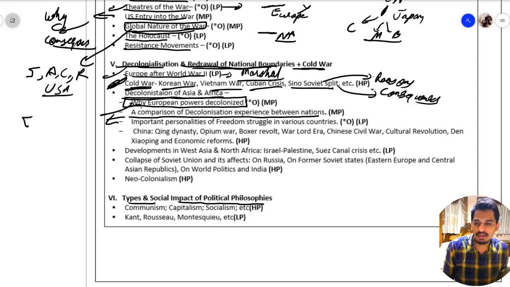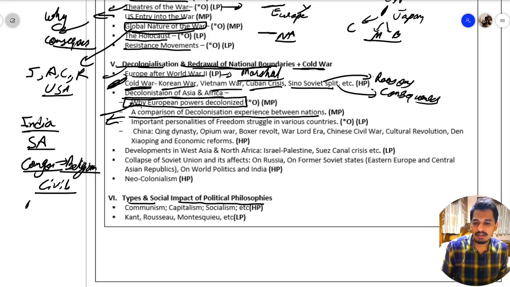What was the decolonization experience of India? What was the decolonization experience of South Africa? Similarly, in Congo, when the Belgians left, there was a civil war in Congo. Similarly, that was in Rwanda and Uganda also. So like this, the experience of each and every country was very different in the decolonization process.